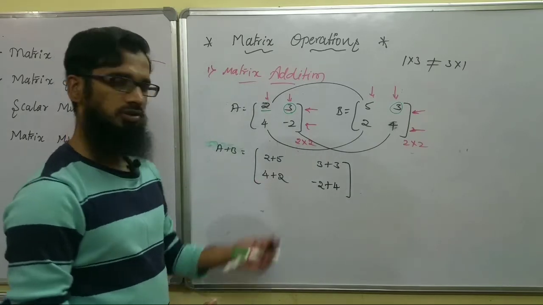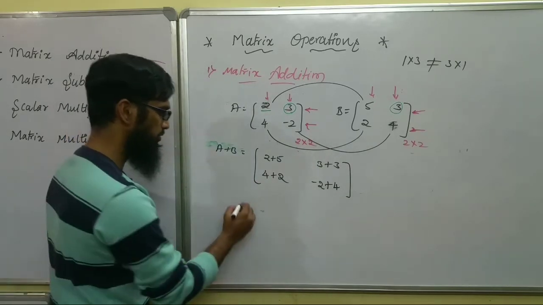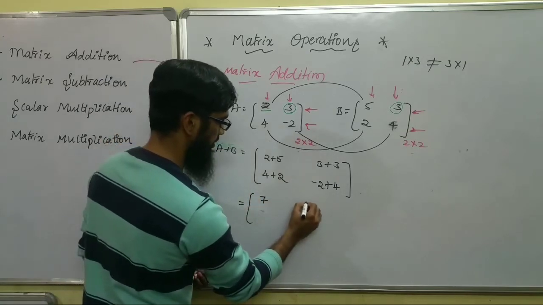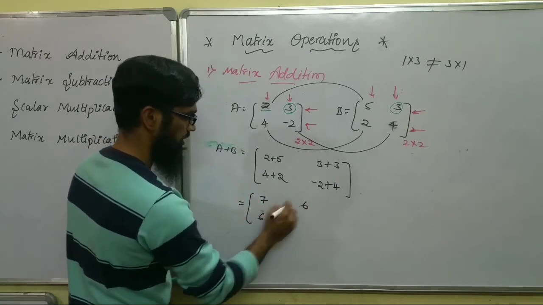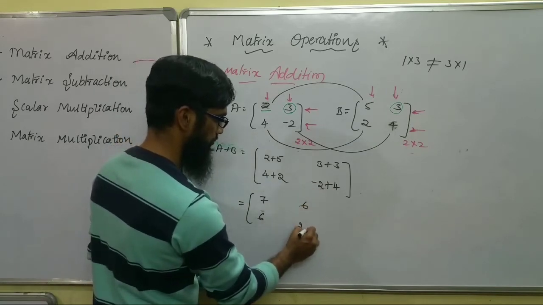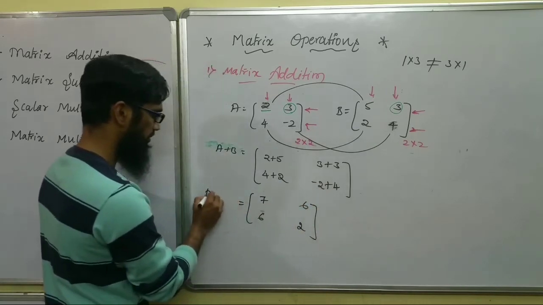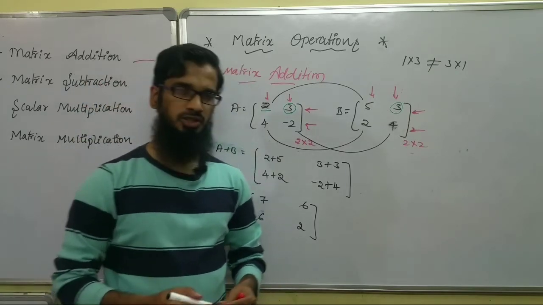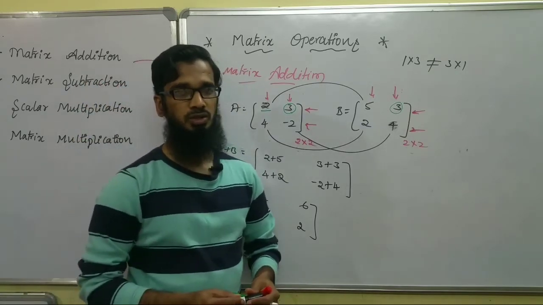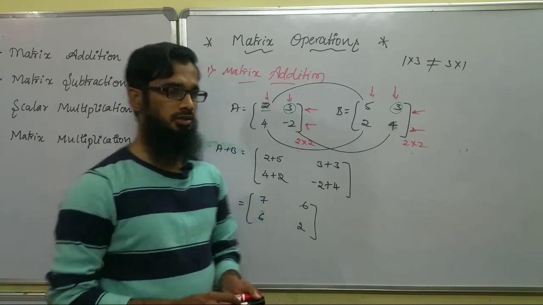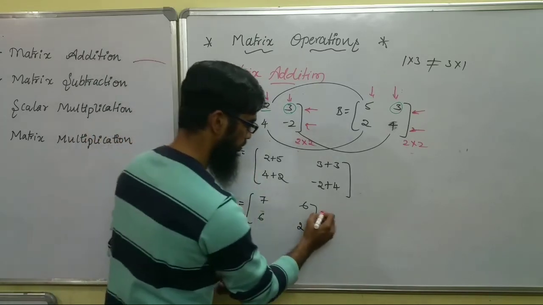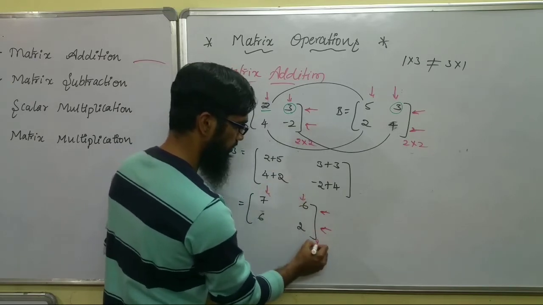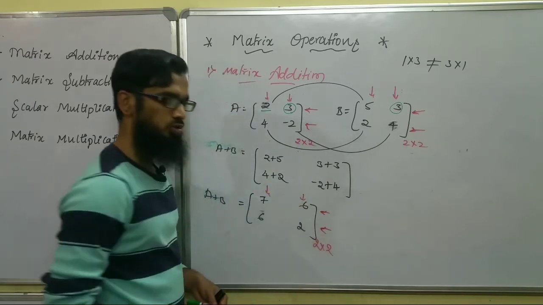Now the addition of the numbers is very simple, we know that. So 2 plus 5 is 7, 3 plus 3 is 6, 4 plus 2 is 6, and minus 2 plus 4 is plus 2. So this is the matrix addition. It's a very simple thing. Finally, we'll find out the order of the final matrix here. Again you can see 2 rows and 2 columns. So finally the order of the matrix we are getting is again a 2 cross 2 matrix.